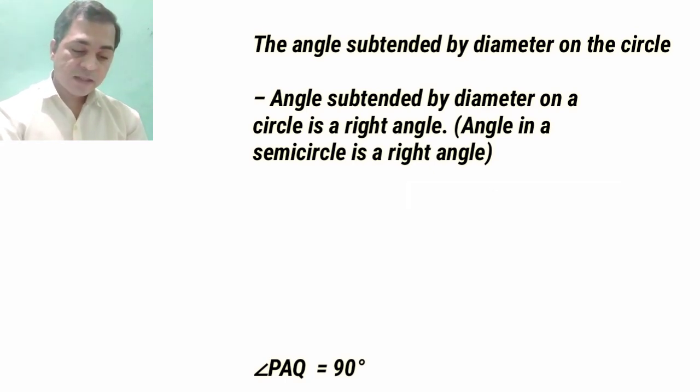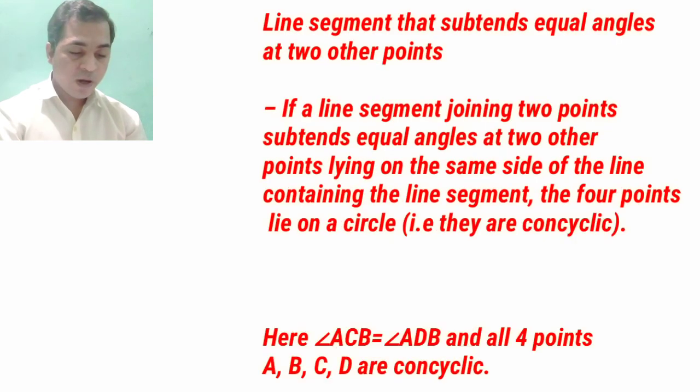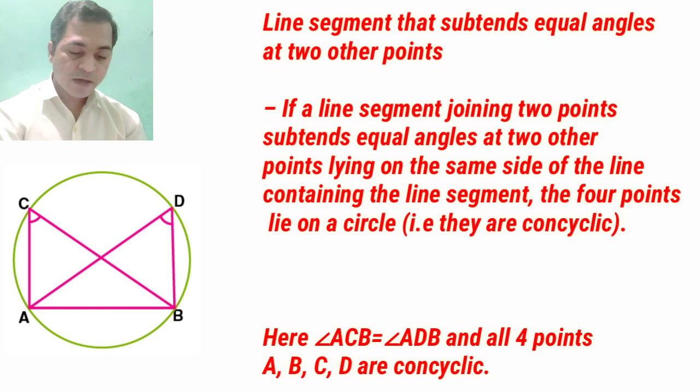Line segment subtending equal angles at two points. If a line segment joining 2 points subtends equal angles at 2 other points lying on the same side of the line containing the line segment, then the 4 points lie on a circle. They are concyclic.